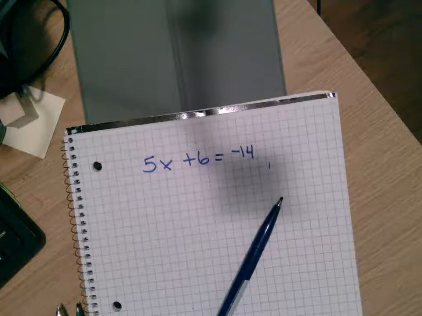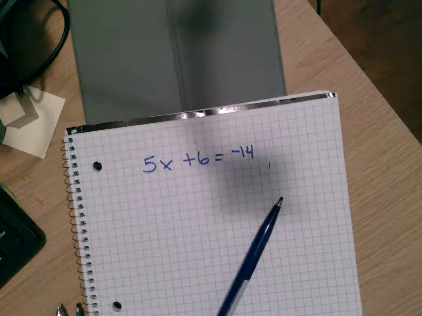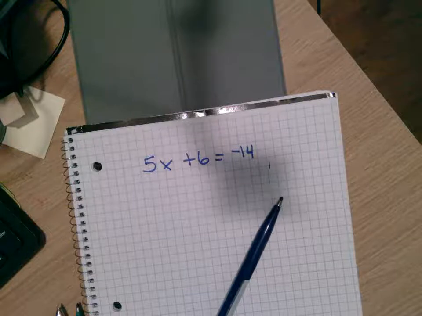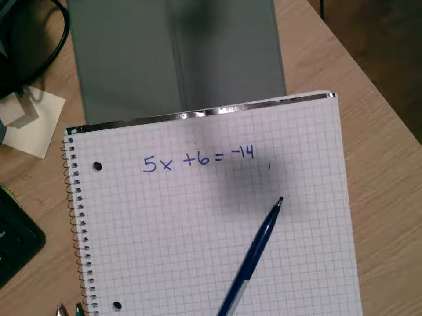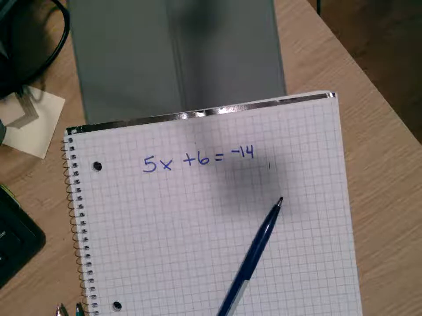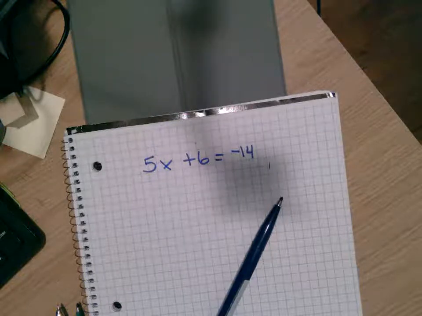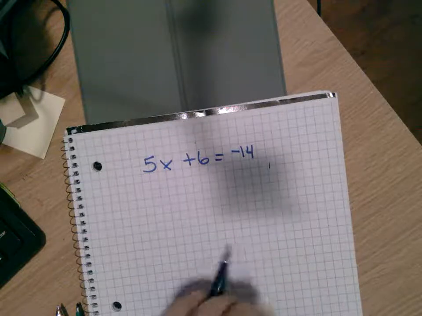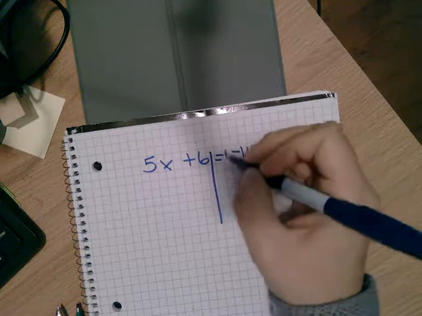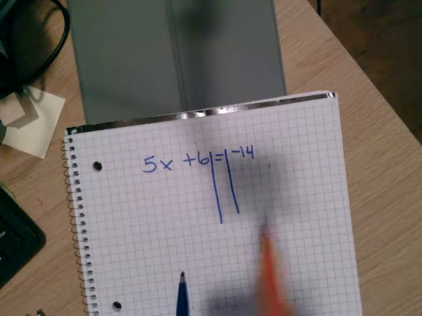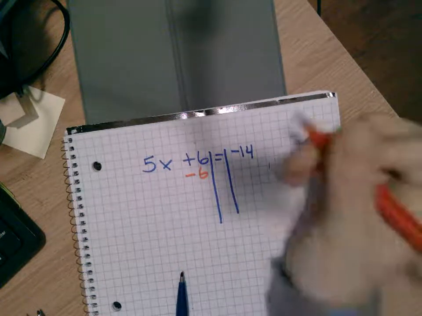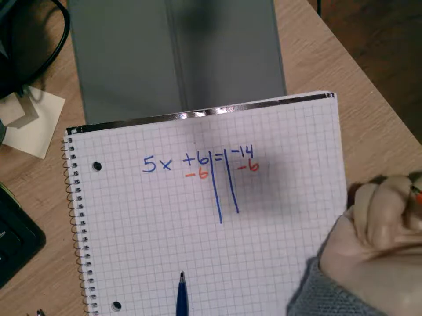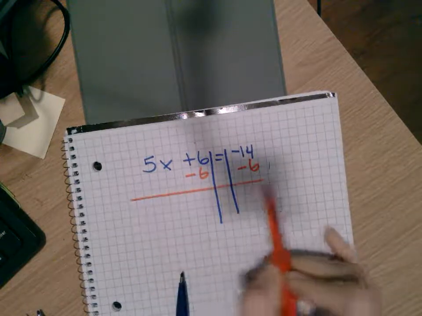All right. So what is the first thing I should do? The 6. How am I going to move the 6? Minus 6. Yes. Okay, so I'm going to put my bars. And I'm going to do a minus 6 on this side. And a minus 6 on the other side. And I'm going to draw my line.